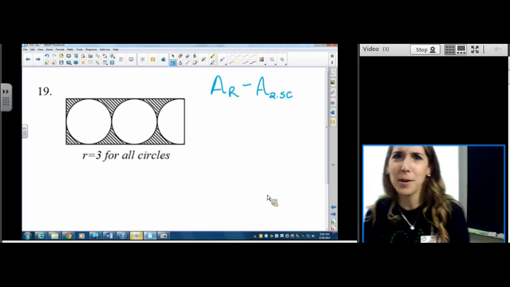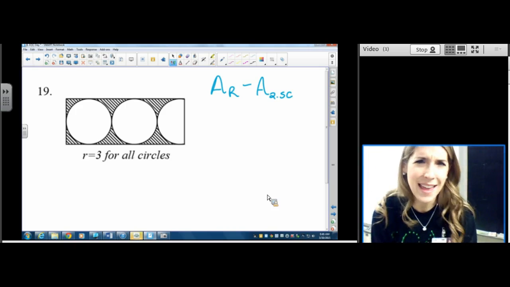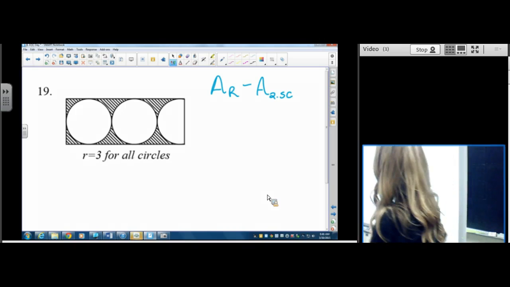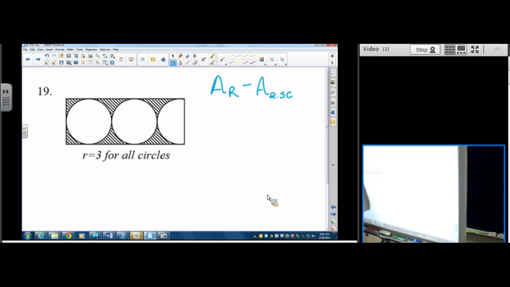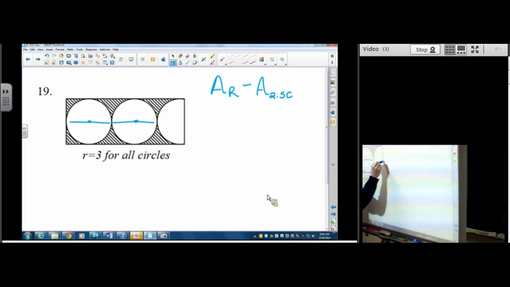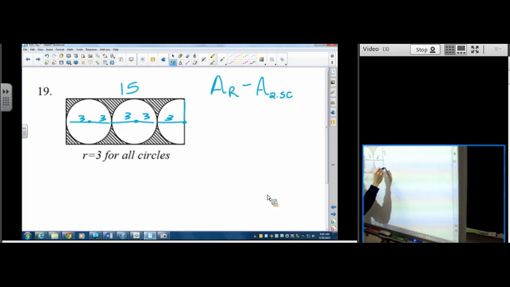So you're like, how in the world are we going to find the area of that rectangle? We need a length and a width. Don't worry, we can do it. If the radius is 3, how many radii do we have? That makes sense? 1, 2, 3, 4, 5. So this is 15. And then this is a radius. And this is a radius.